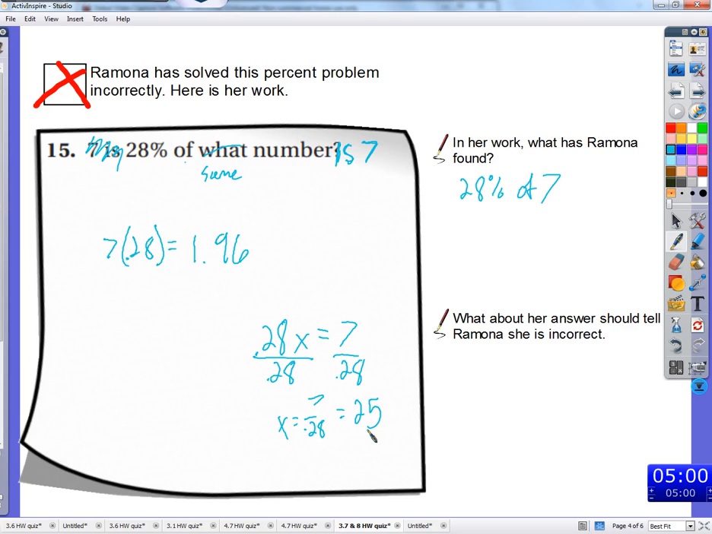some number, right? There's some number out there that 7 is 28% of. What about this answer should tell Ramona something is fishy? Understand the problem, that 7 is 28% of something. 7 is not 28% of a number that's smaller than 7. We'd at least have to get a number that's bigger than 7, even if we have no idea what that number is. 7 is 28% of some number, so that some number has to be bigger than 7, at the very least.